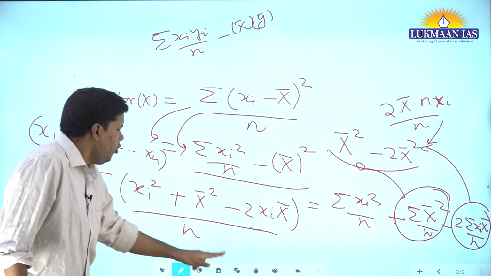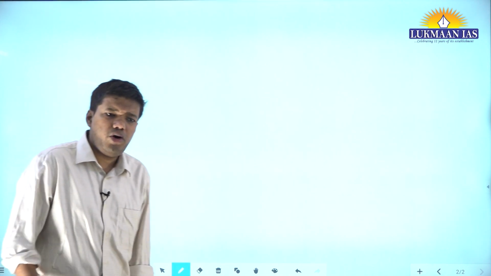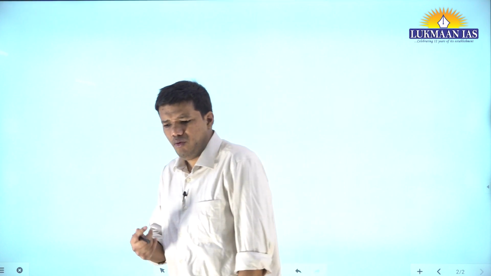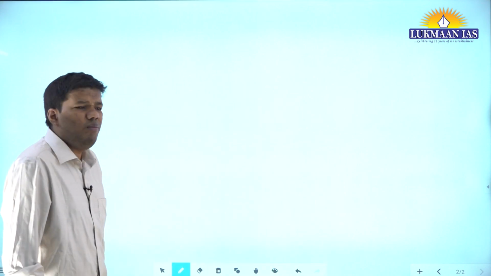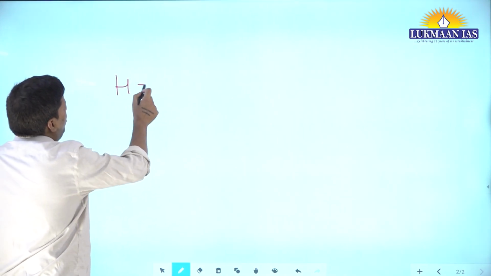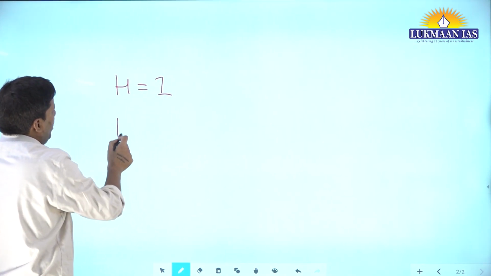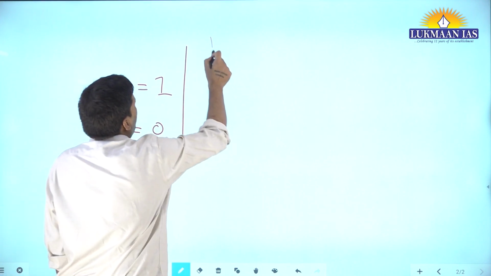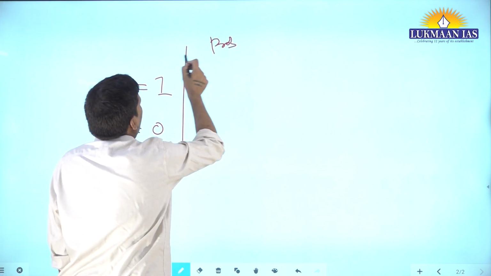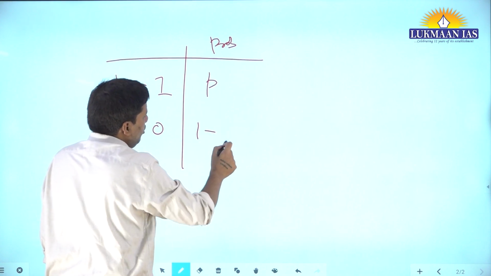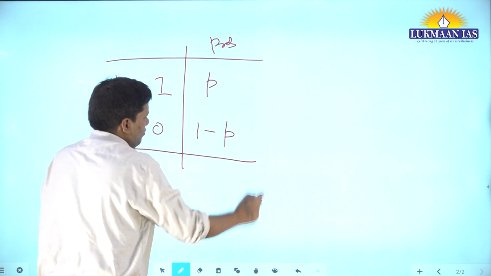Now we will move to Bernoulli's trial. So what we said in Bernoulli trial, we conduct a trial in which there are only two outcomes. Let me say, if I get head, I will denote it by 1. If I get tail, I will denote it by 0. And the probability of getting head is P. So the probability of getting tail would be 1 minus P.